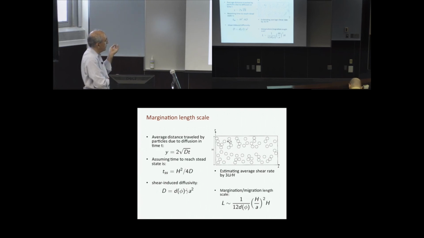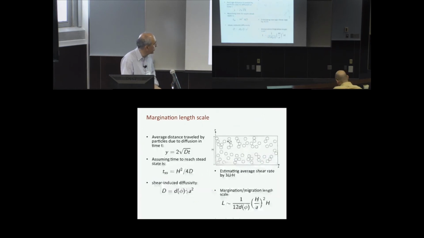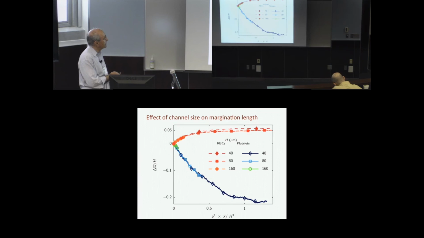And then if we take the shear-induced diffusion to be a function of hematocrit times shear rate times a squared, which is typical in shear-induced diffusion, then the length scale for margination, taking the average shear rate to be 3 times velocity over the channel height, would scale as the channel height cubed over a squared, the radius squared. So now if we go back to the data that we have and scale the length according to this length scale, h cubed over a squared, which I've done here, you see that all of the curves collapse. So this demonstrates that this diffusive length scale is a really good scale for the margination.